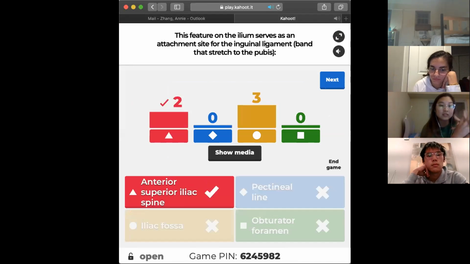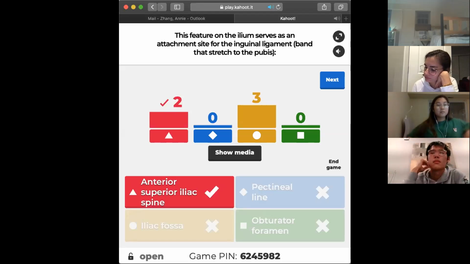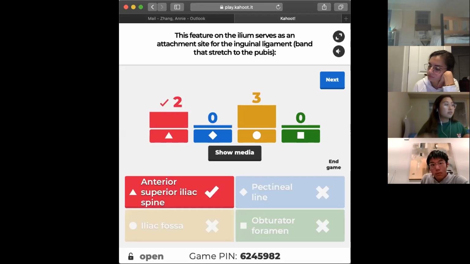Okay, so it's the anterior superior iliac spine. It's where you can feel your iliac crest, and then you follow it anteriorly, and there should be a tiny little bump there, and that's where it connects. The other attachment site is the pubic tubercle, which is on the superior ramus.